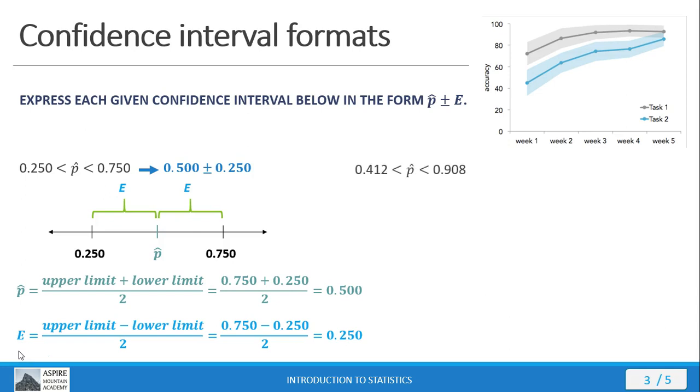Okay, now I'm going to give you a chance to try this. So stop the video and see what you can do with this confidence interval, 0.412 to 0.908. See if you can express that in the form p hat plus or minus e. Then come back and we'll see how well you did.